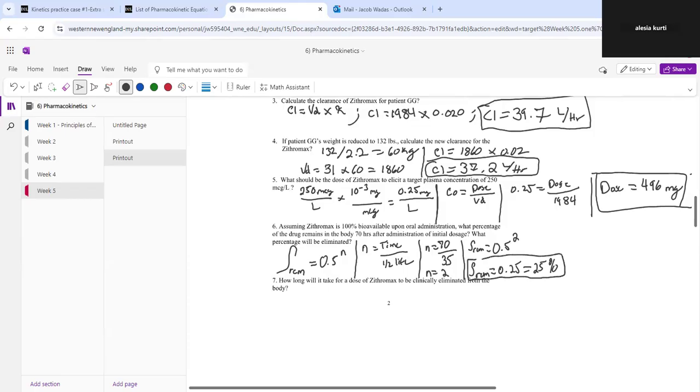So the question is asking for what percentage is eliminated. So what do you think, if we have the remaining at 25%, so how much is eliminated? 75, yep.